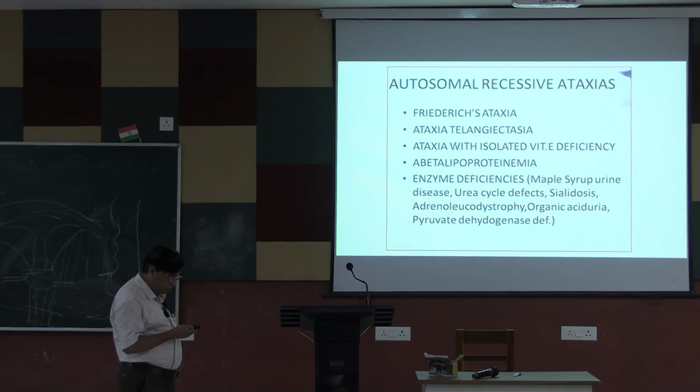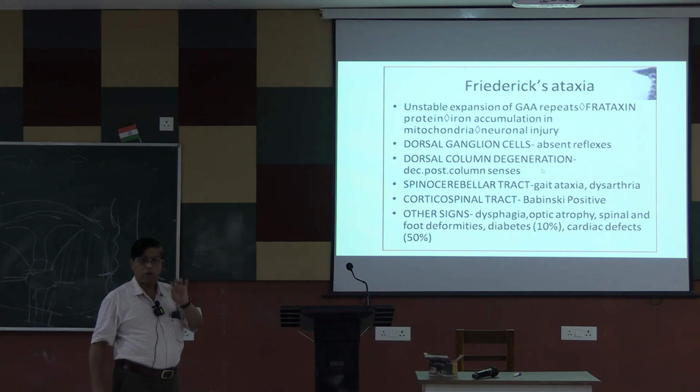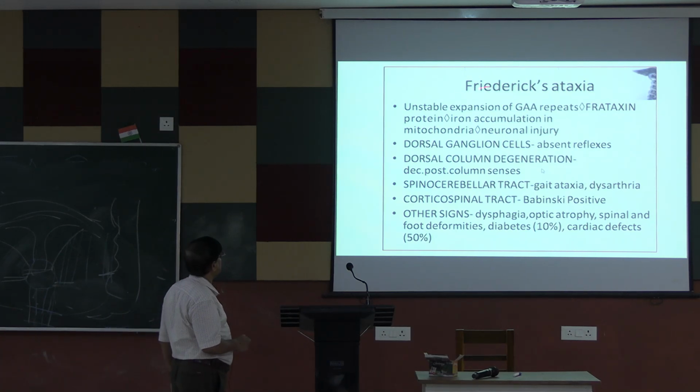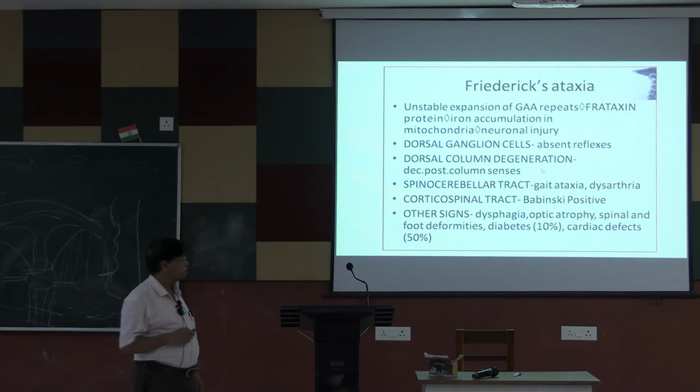You may study or may not study if you are interested. So these are also autosomal recessive. Friedreich's ataxia, you should know a little bit of detail. Here the repeat is GAA, guanine, adenine, adenine. It is a GAA repeat, not a CAG repeat.